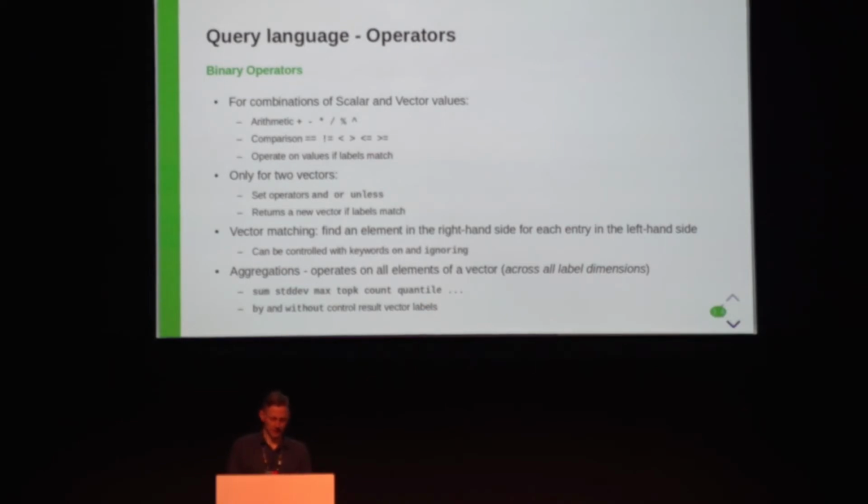And there are some aggregation operators, the stuff you would expect. You can sum up stuff and things like that. That usually happens across all label dimensions, and you can control the labels of the result vector with by and without. I'm sure nobody's really taking this in. Look up the documentation; it's quite nice if you want to go in depth with that.